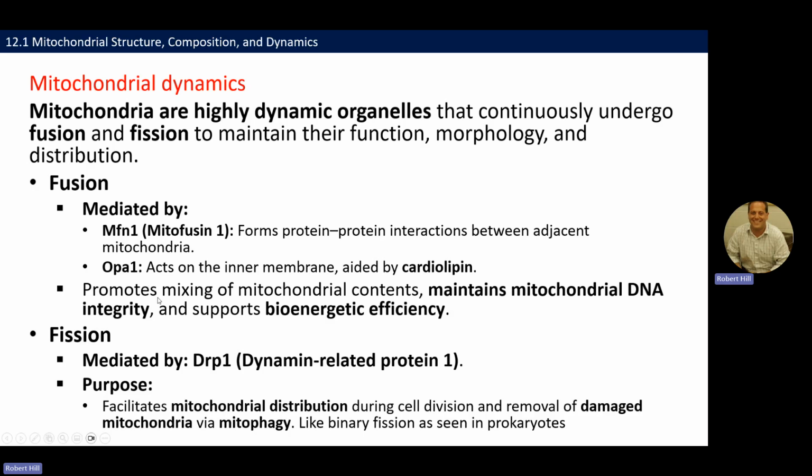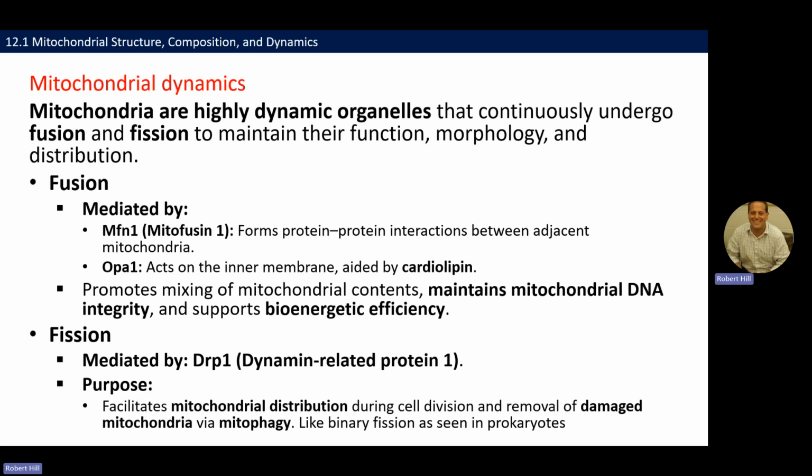So they can move about the cytoplasm and regulate their numbers through two processes. One is fusion, right? And the other is fission. All right, so the fusion is the combining of two mitochondria into one, and the fission, which is very similar to binary fission, is the splitting of one mitochondria into two. The reason it's very similar to binary fission is because these mitochondria were once what? Bacteria.